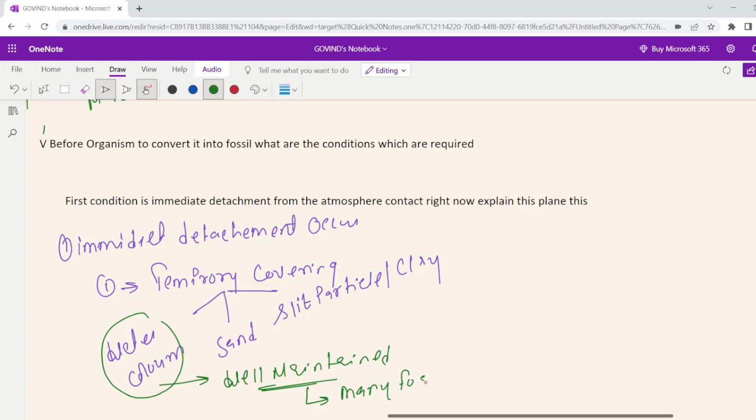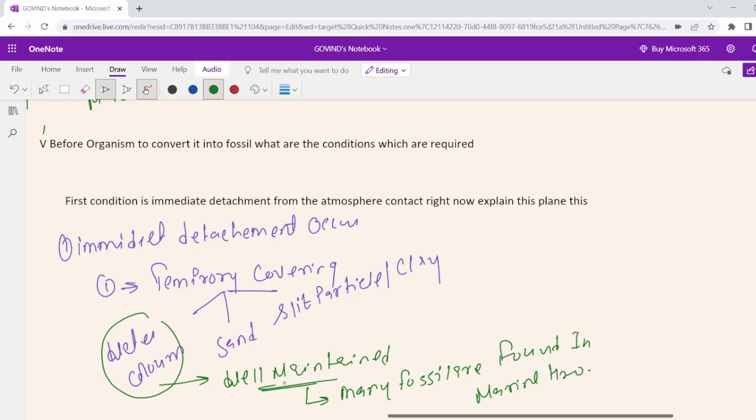Many fossils are found in marine water. Okay, marine water. This is important. So that is the first and a very, very important point.